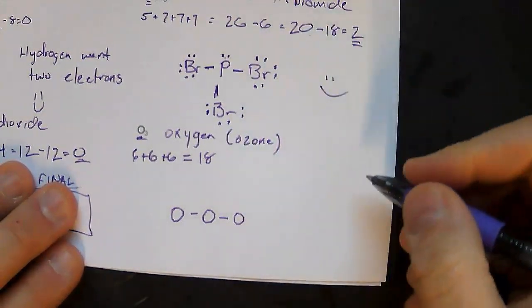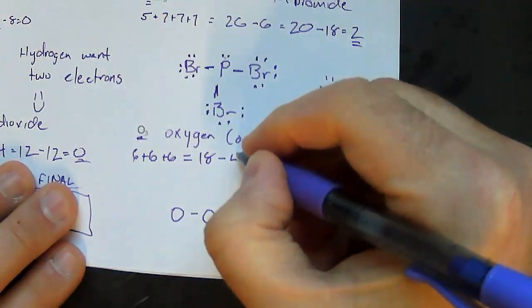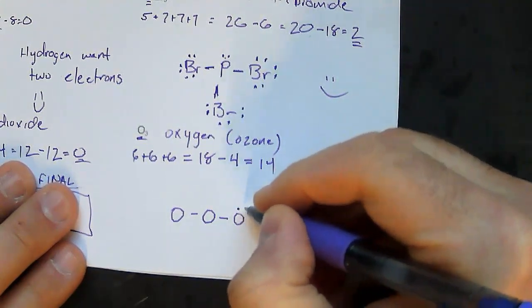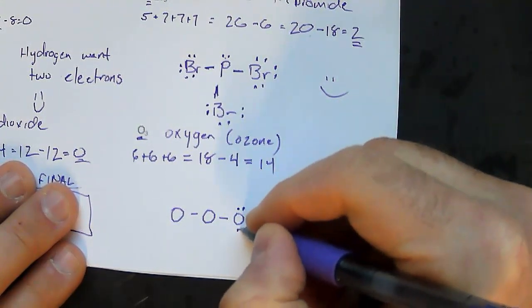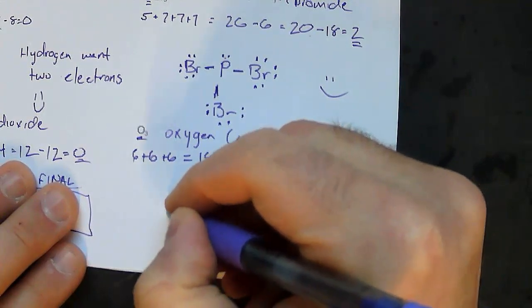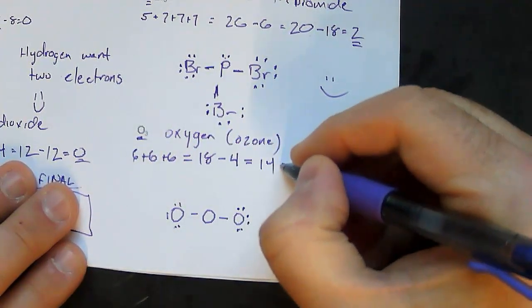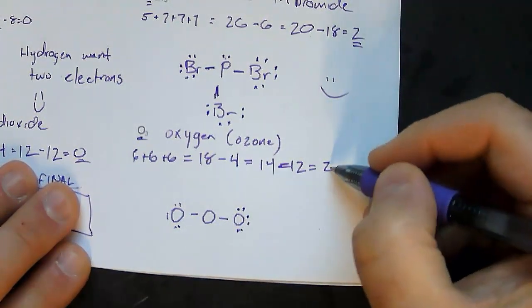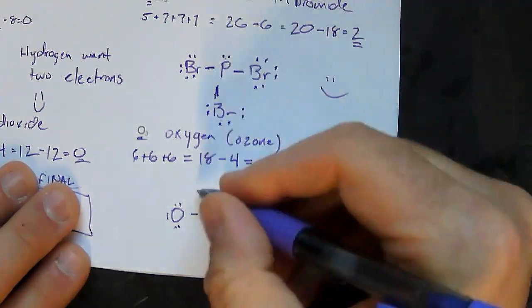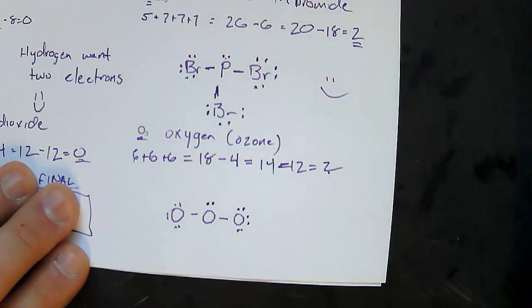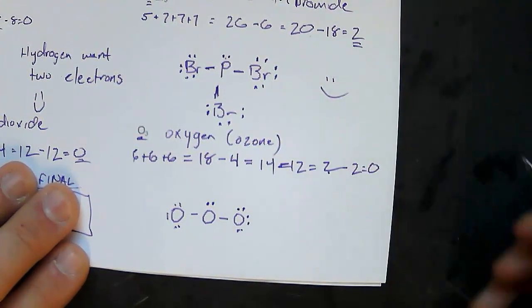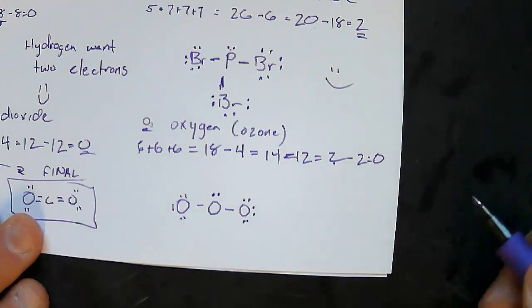So we did that, and now we're down to 14. Are you ready? 2, 4, 6, 2, 4, 6. That's another 12, so we're down to 2. Now we're going to take the extras, and they go around the central atom. So that's -2, that's 0. We've used up all the valence electrons.